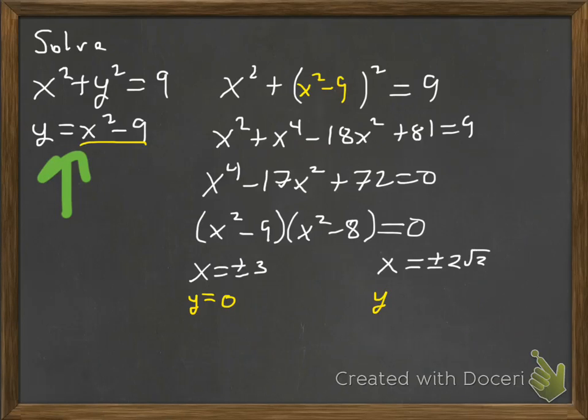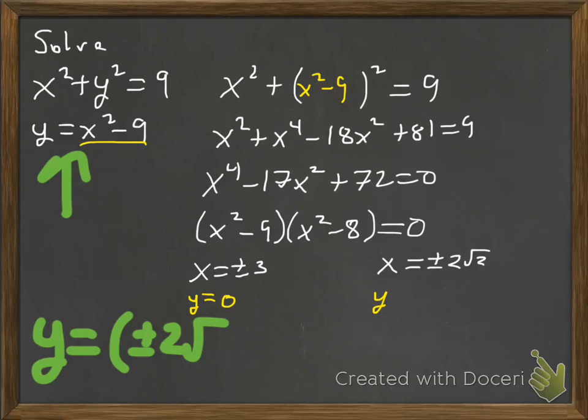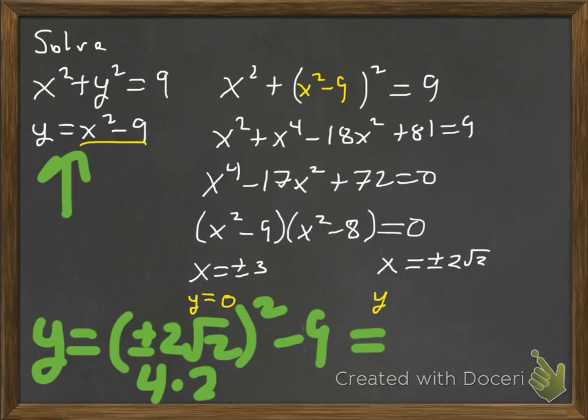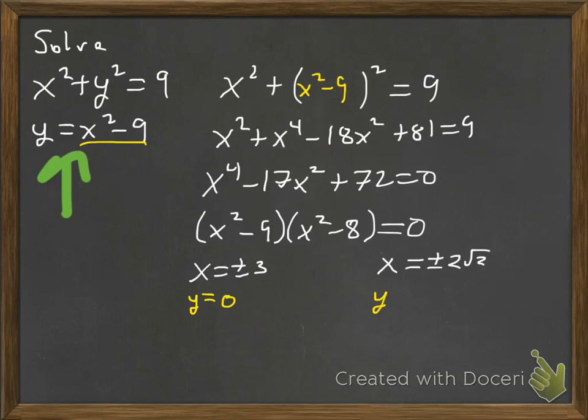Okay, and then the second one, y equals plus or minus 2 root 2 squared minus 9. So when we square the plus and minus, that becomes 4, and then the square root of 2 squared is going to be 2. 4 times 2 is 8, minus 9 is negative 1. So the y coordinate is going to be negative 1. Not plus or minus, just negative 1.